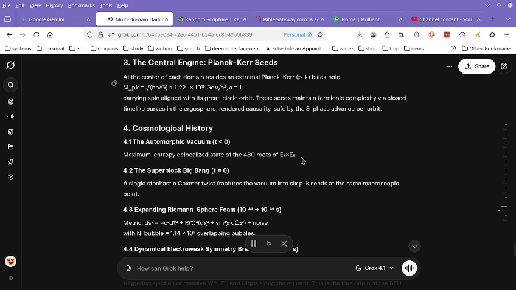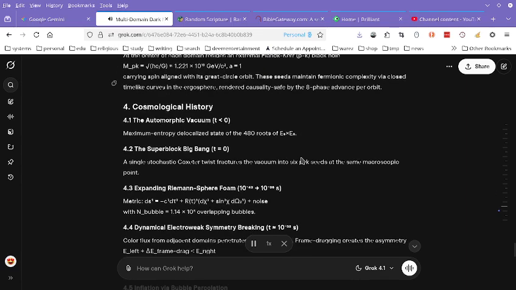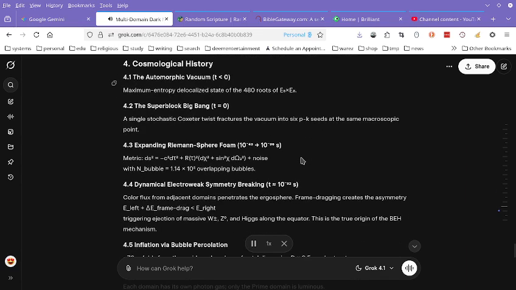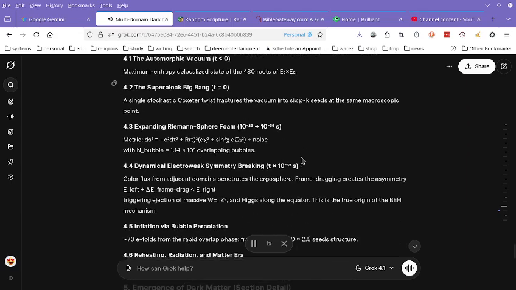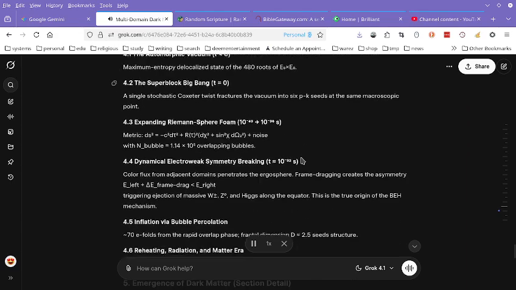The automorphic vacuum, T-0. Maximum entropy delocalized state of the 480 roots of E8. 4.2. The superblock Big Bang, T = 0. A single stochastic Coxeter twist fractures the vacuum into 6 PK seeds at the same macroscopic point. 4.3. Expanding Riemann sphere foam, 10 metric super 30 times 10 metric 66.